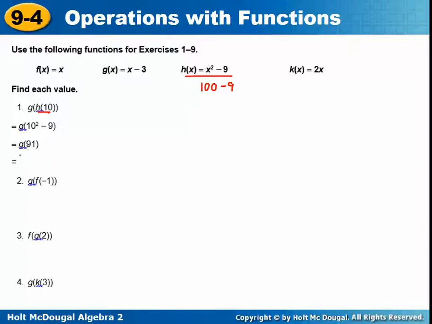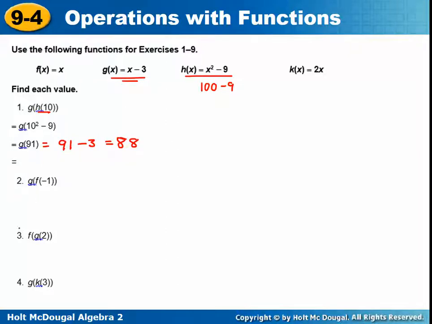Now I'm ready to find g of 91. So now I'm going to go to this part, and I'm going to use the 91 instead of the x. So 91 minus 3 is 88. And that's your answer then.